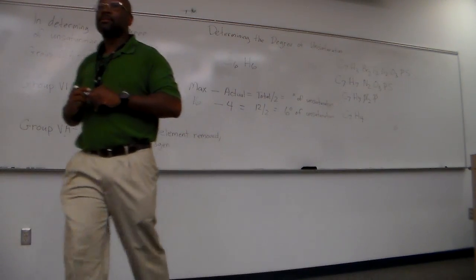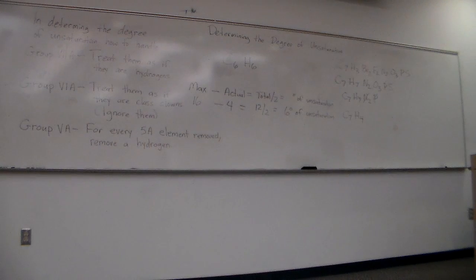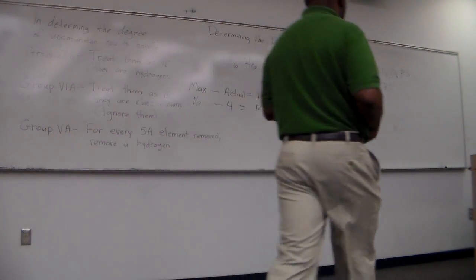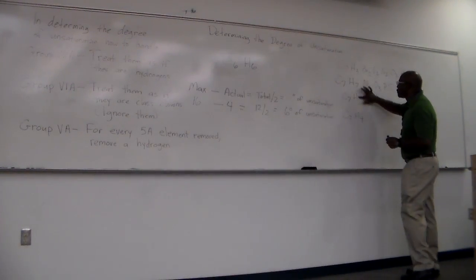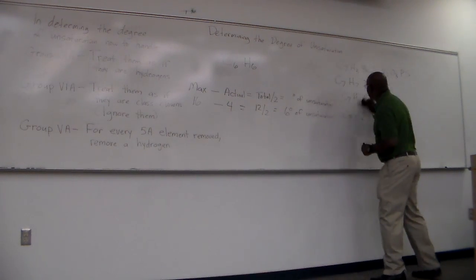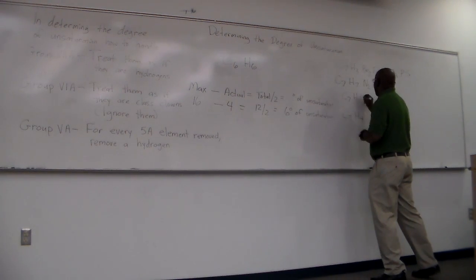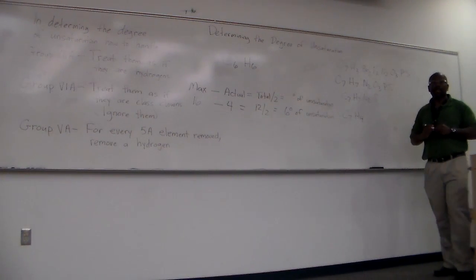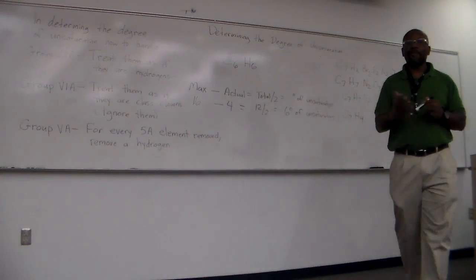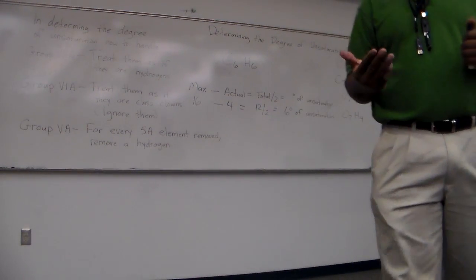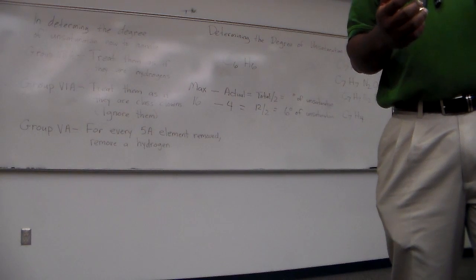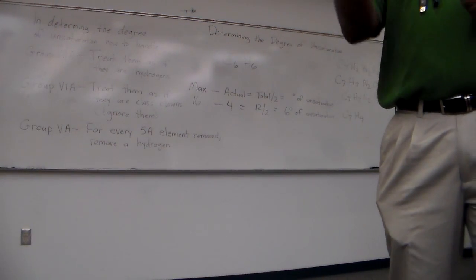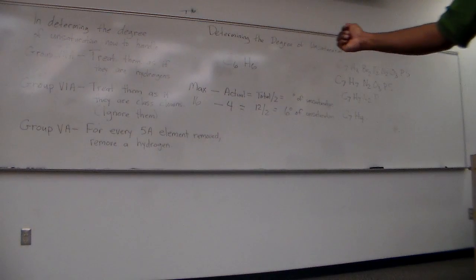Can you tell me how you got H4 again? I know we have to remove a hydrogen for each element removed, for each group 5 element. Okay. On the periodic table, what elements are group 5? Those are group 5 elements: nitrogen and phosphorus. How many total elements from group 5 do we have? Total. I'm trying to trick you. From here, from there. How many total?